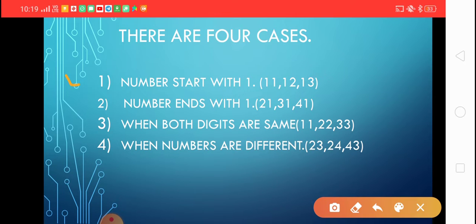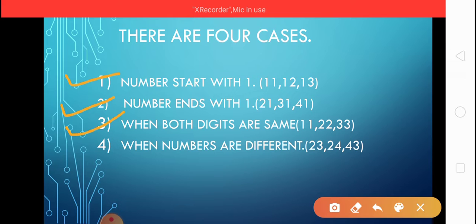The first case is the number that starts with 1. For example, 11, 12, 13, 14, 15, 16, 17, 18 and so on. The second case is the number that ends with 1. For example, 21, 31, 41, 51, 61 and so on.